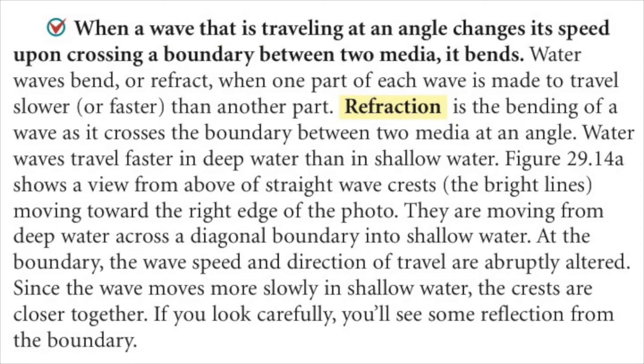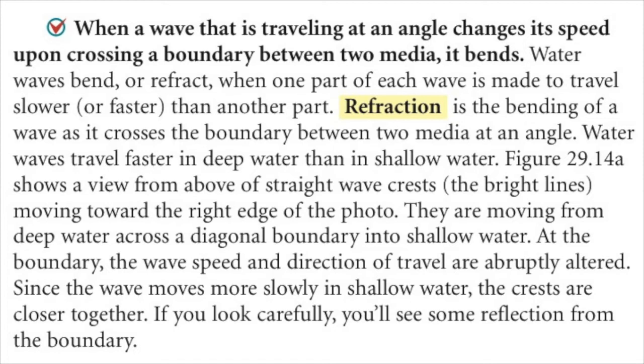When a wave that is traveling at an angle changes its speed upon crossing a boundary between two media, it bends. Water waves bend or refract when one part of the wave is made to travel slower or faster than another part. Refraction is the bending of a wave as it crosses the boundary between two media at an angle. Water waves travel faster in deep water than in shallow water.